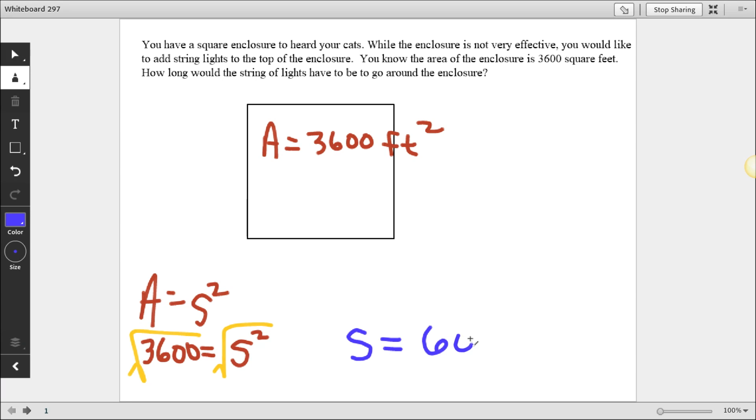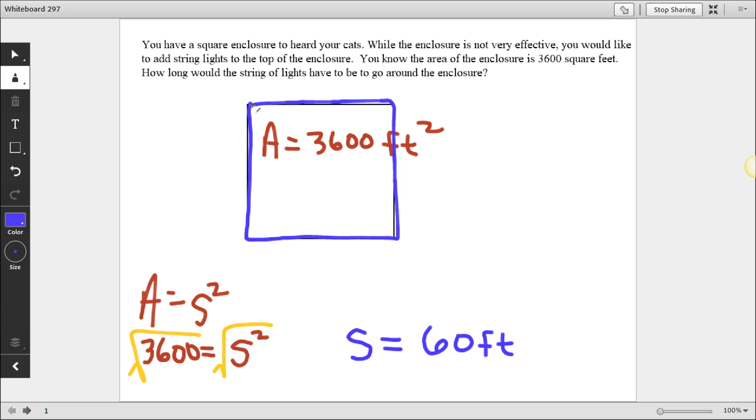Yep, that's 60 feet. Now, that is not the answer to the problem, because the problem says how long would the string of lights have to be to go around the enclosure? So we're putting a string of lights all the way around the enclosure. I'm assuming we're just tacking it to the top of each corner and then dragging it to the next corner until we get all the way around. So what do we got to do?